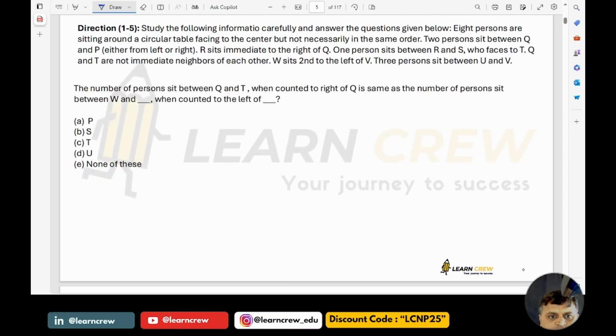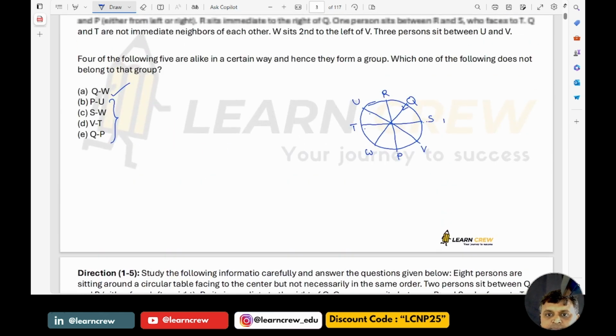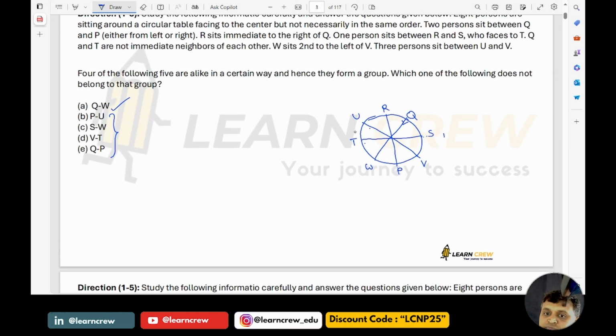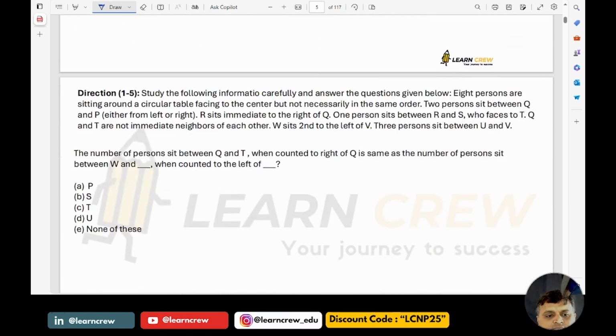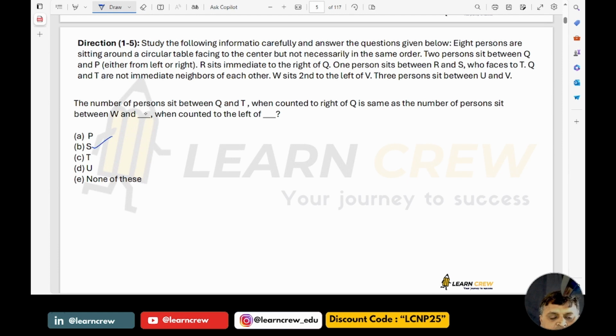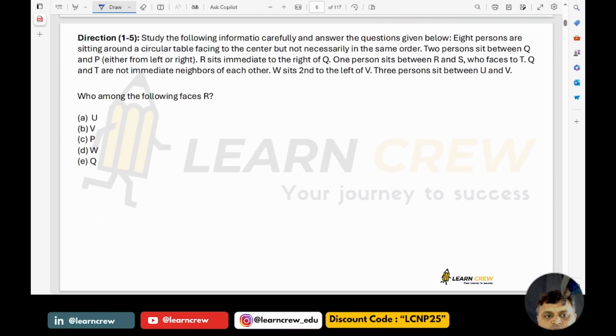Left of S, when counted from right of Q, sorry. Please see here. When counted from right of Q, between Q and T you have how many? 2 now. Between Q and T you have 2. Between W and S, left of S you have 2. So W and S only is the answer. Answer is W and S from left of S. There are 2, here also 2.